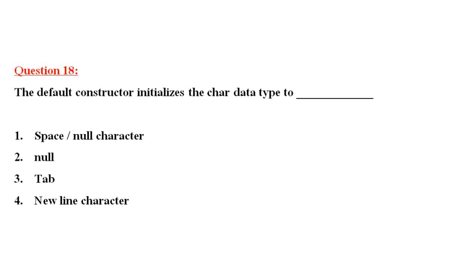Question 18. The default constructor initializes the char data type to number 1 space or null character, number 2 null, number 3 with a tab, number 4 new line character. It is number 1. It will initialize with a space, that is a null character.